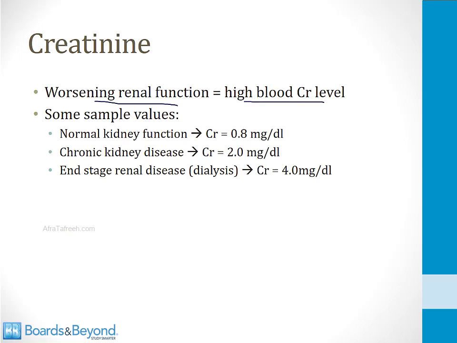And I've written some sample values here on the screen. So patients with normal kidney function usually have a creatinine that is less than about 1.0 or 1.1. For example, 0.8 would be a normal value. Patients with chronic kidney disease can have a higher creatinine like 2.0. These patients have sick kidneys, but their kidneys are still functioning and they haven't progressed to the point where they have end-stage renal disease. Patients with end-stage renal disease who require dialysis can have very high creatinines as high as 4 and sometimes even 5 or 6.